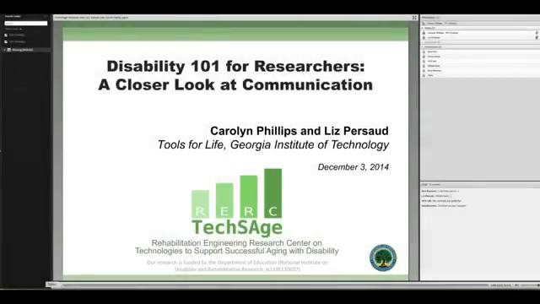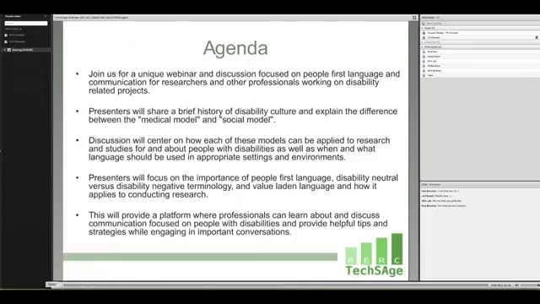Your speakers are Carolyn Phillips and Liz Persaud with the Tools for Life program at Georgia Tech. Tons of information. We're really excited about that. If we jump to the next slide, we've got great information that we're going to share with you today on people first language. Really, as Carolyn said, focused on researchers and other professionals working on disability-related projects.